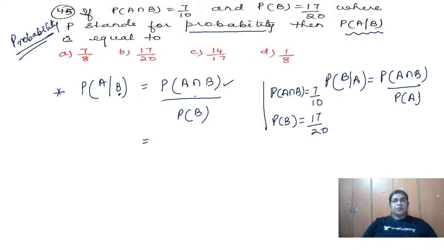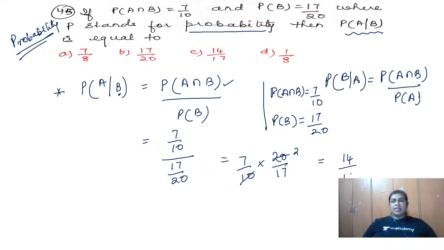Clear? So this is equal to P of A intersection B, substituting: 7 by 10 whole divided by 17 by 20. So this is 7 by 10 into the reciprocal, 20 by 17. 10 ones are 10, 10 twos are 20, so you are getting 7 twos are 14 by 17. Which option satisfies? Option C satisfies.